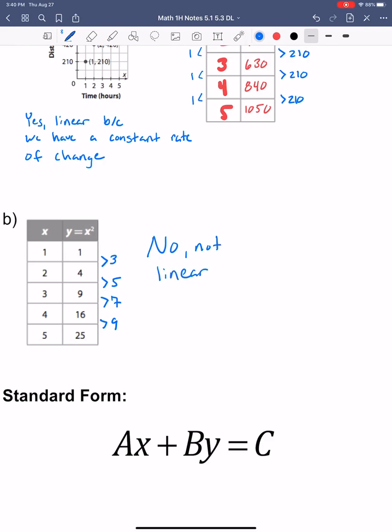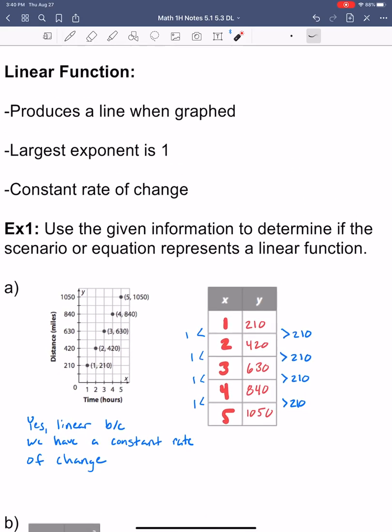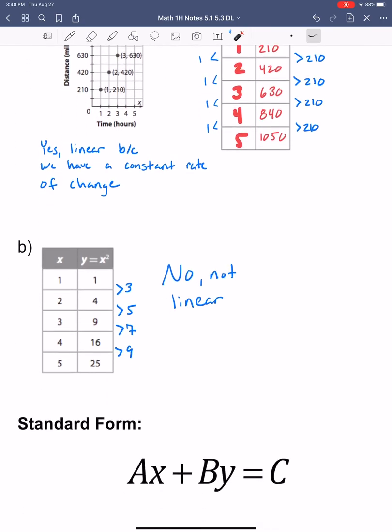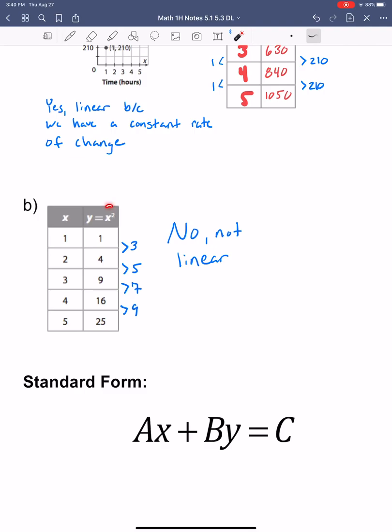Another way that we might be able to tell this is not linear is I can look at the equation that they use, which is x squared. Remember, if I scroll up here, it says the largest exponent is 1. We can see in this function, our largest exponent is 2, right, because it's being squared. So we would have known right off the bat that this was not linear.